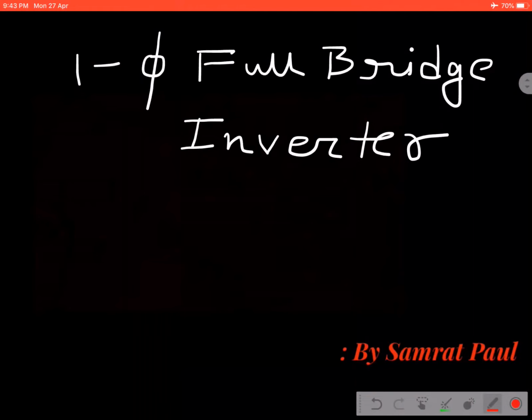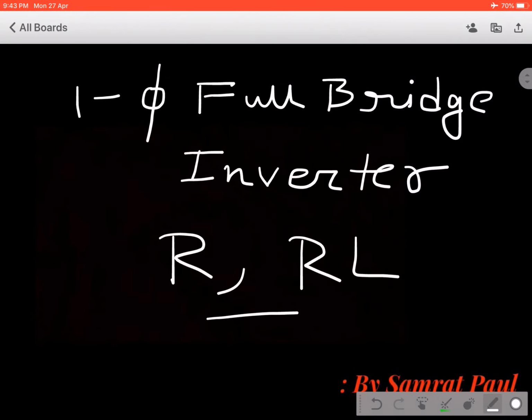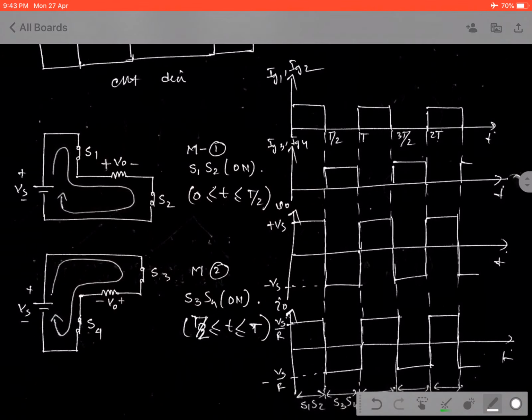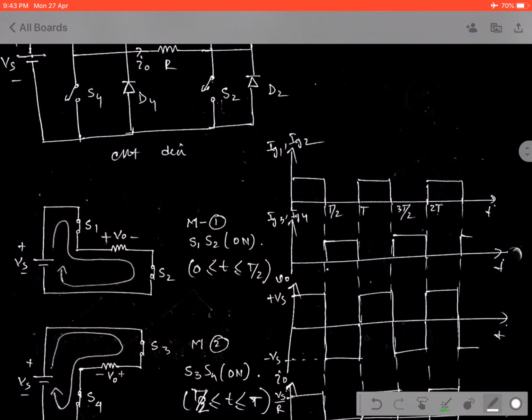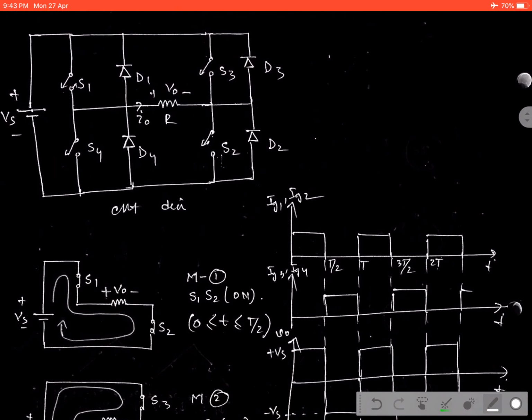I am going to introduce the topic on single phase full bridge inverter with R and RL load. So first go to the circuit diagram. This is the circuit diagram of the full bridge inverter with R load.